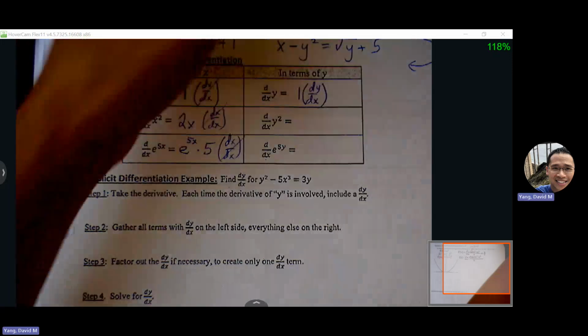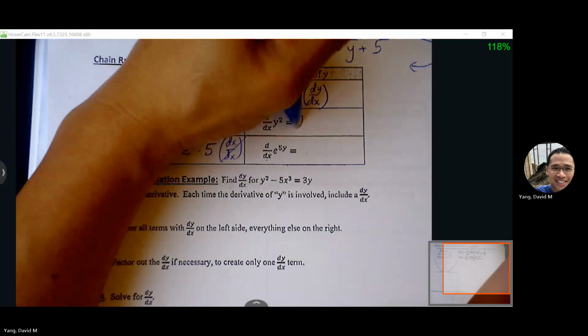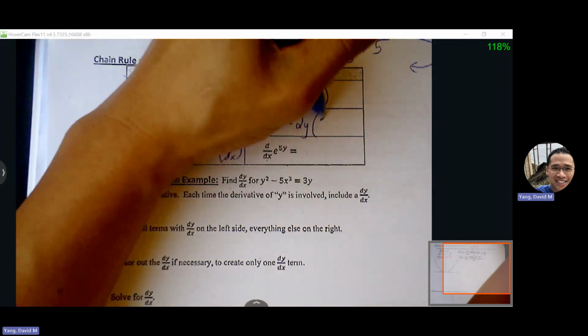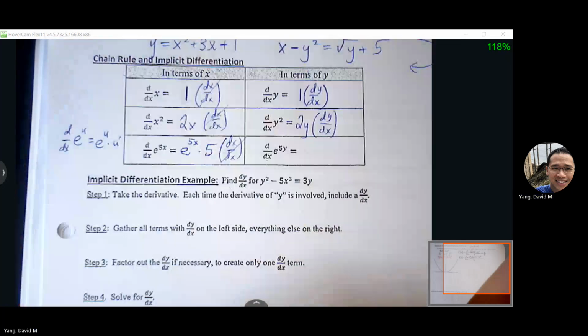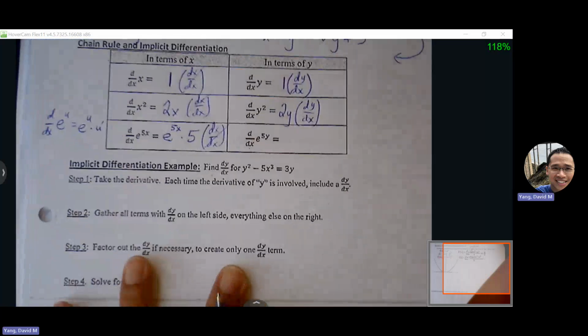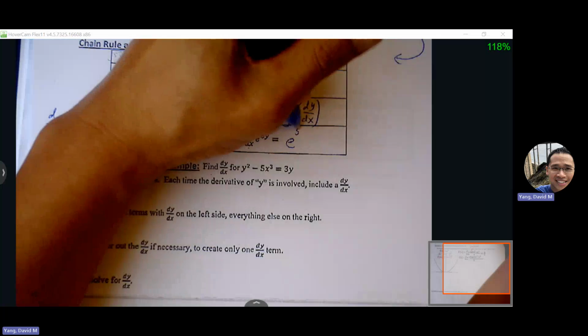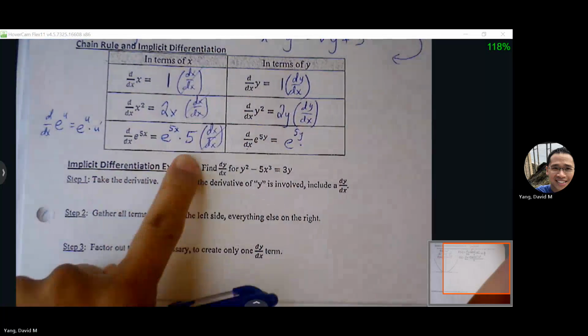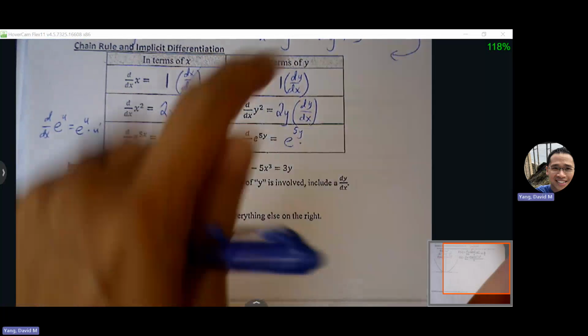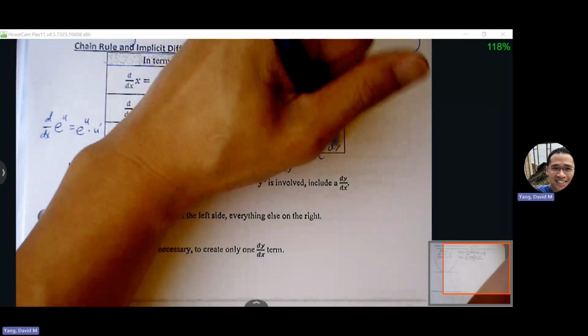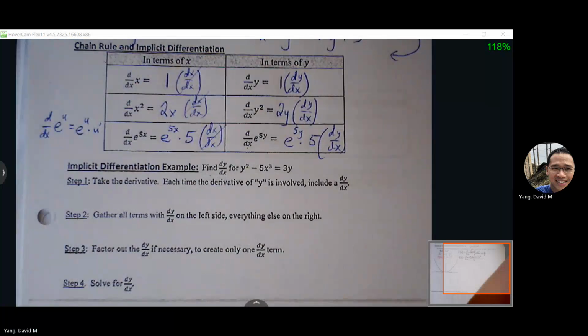All right, what do you think y squared's derivative would be? Right, so we find the full derivative like we normally would. We follow the rule that we normally would, and then we have to make sure we attach that derivative variable. Okay. e to the 5y would just be what? e to the 5y times 5, times the exponent's derivative. And because we're asking for y's derivative, we need that dy dx.